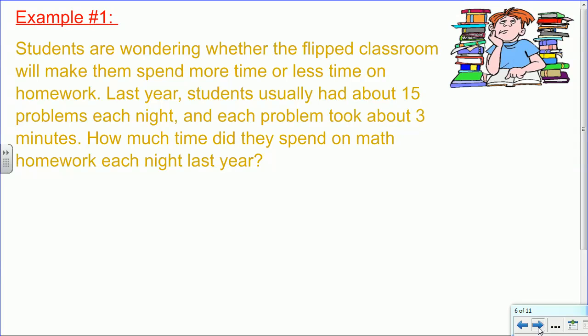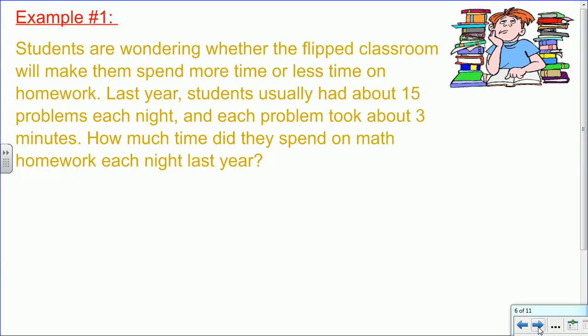So let's read it together. Students are wondering whether the flipped classroom will make them spend more time or less time on homework. Yeah, I believe that you are wondering that. Last year, students usually had about 15 problems each night, and each problem took about 3 minutes. I'm just throwing out some guesswork here. But we want to know, how much time did they spend on math homework each night last year?